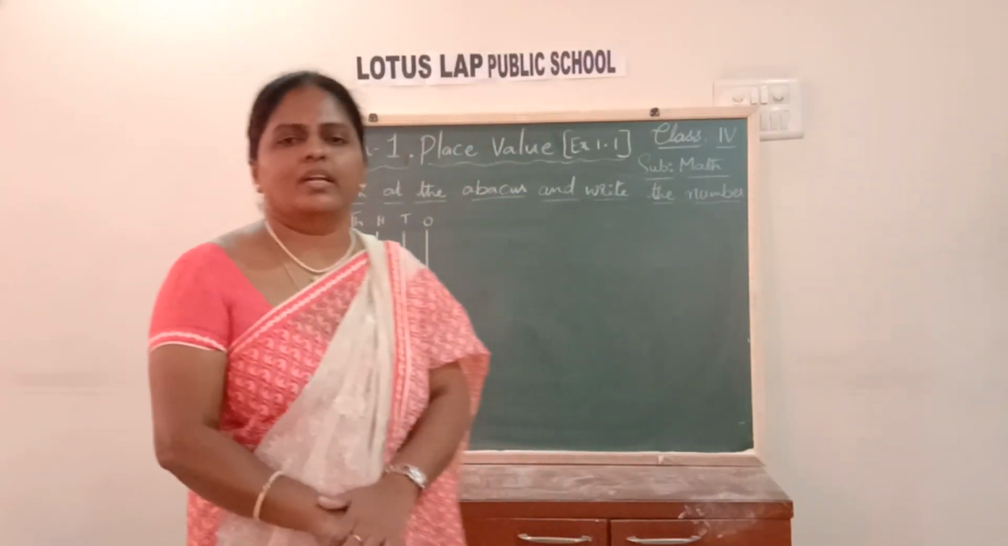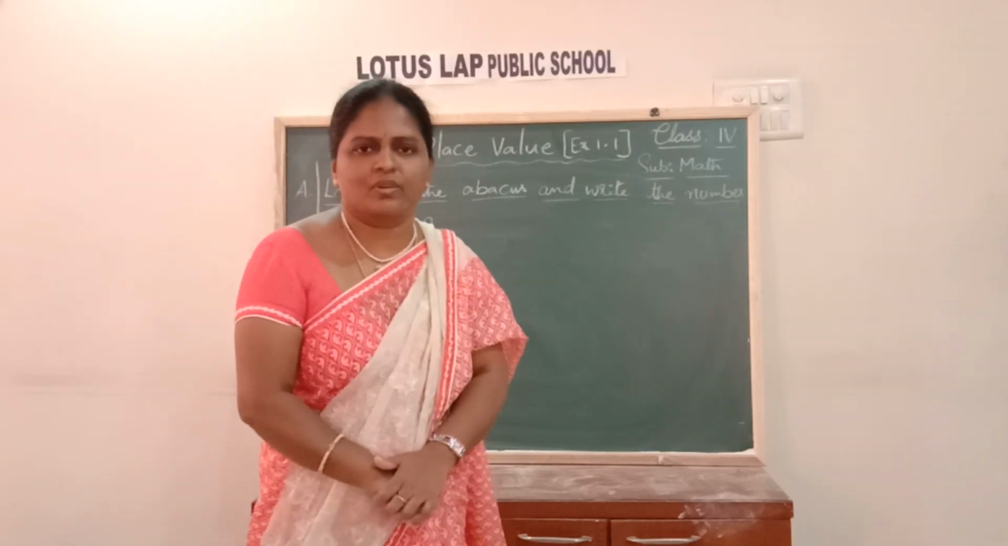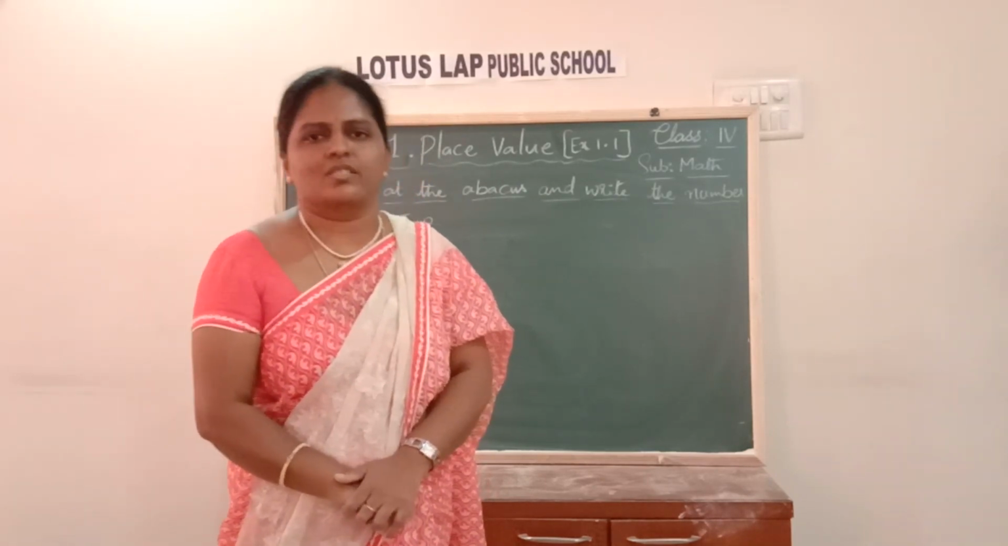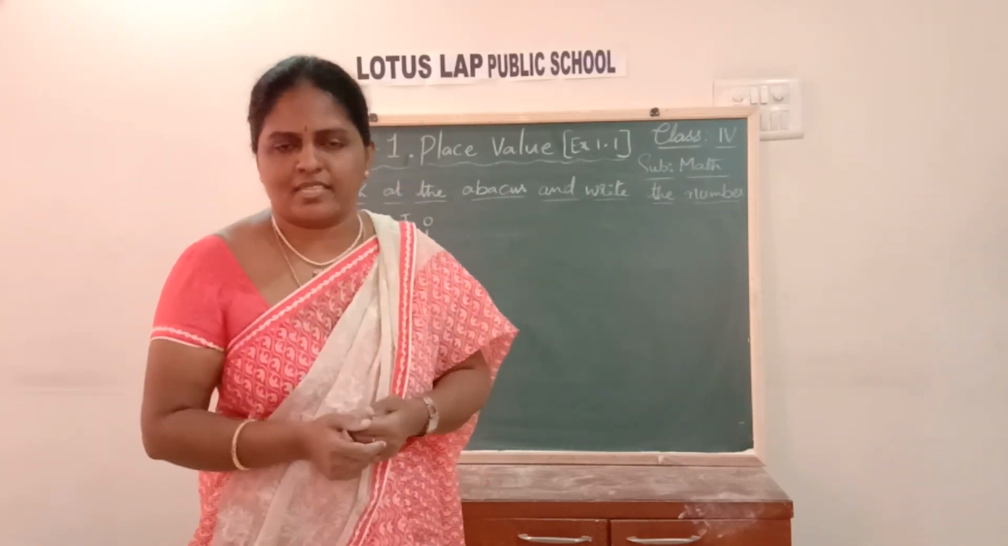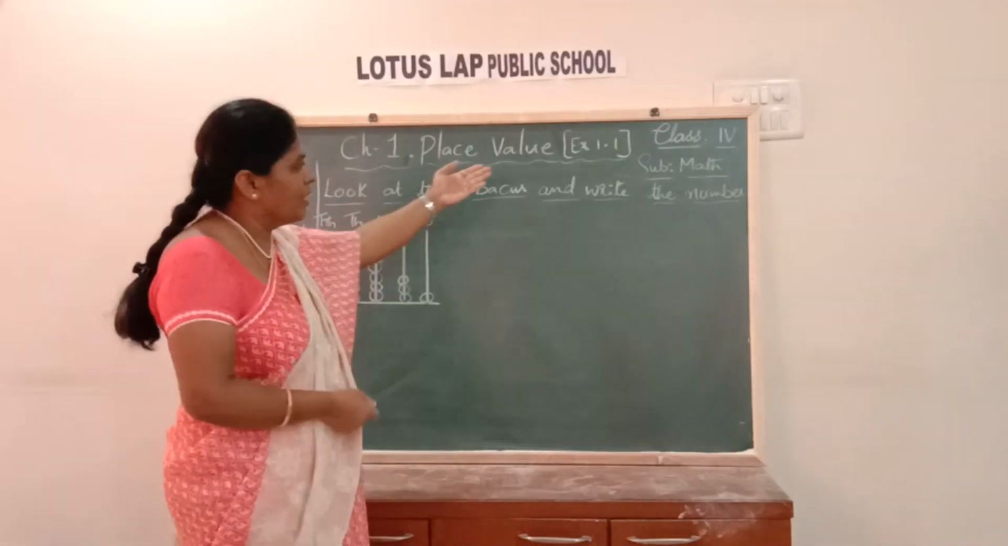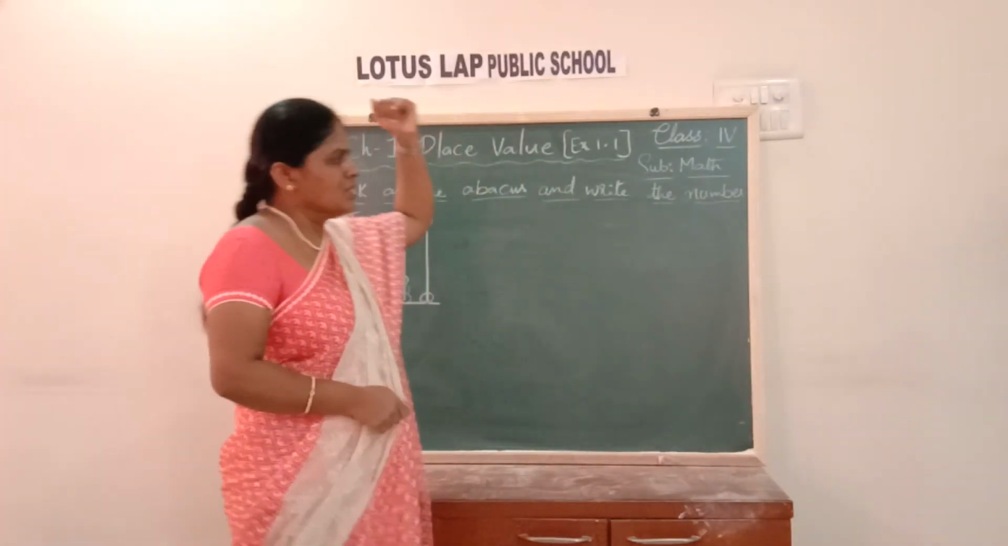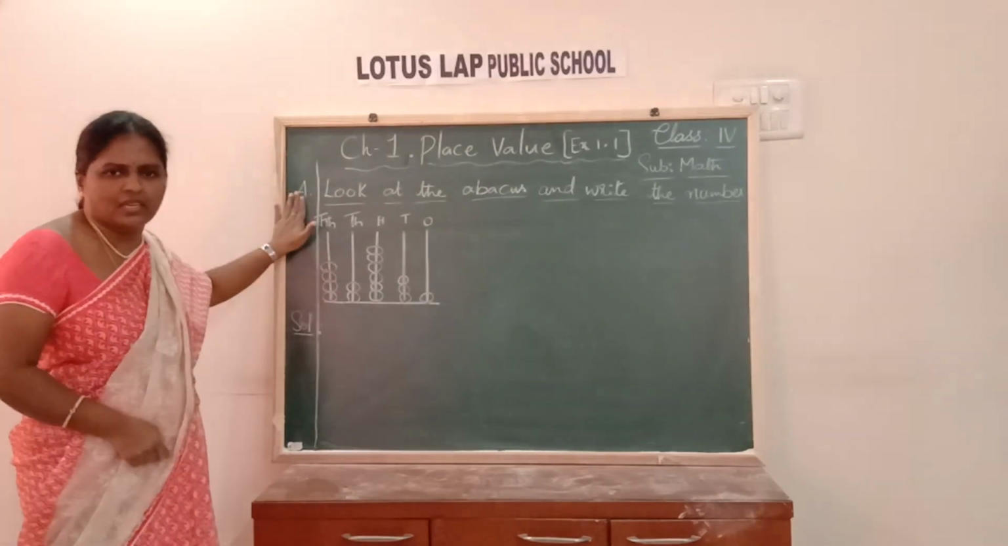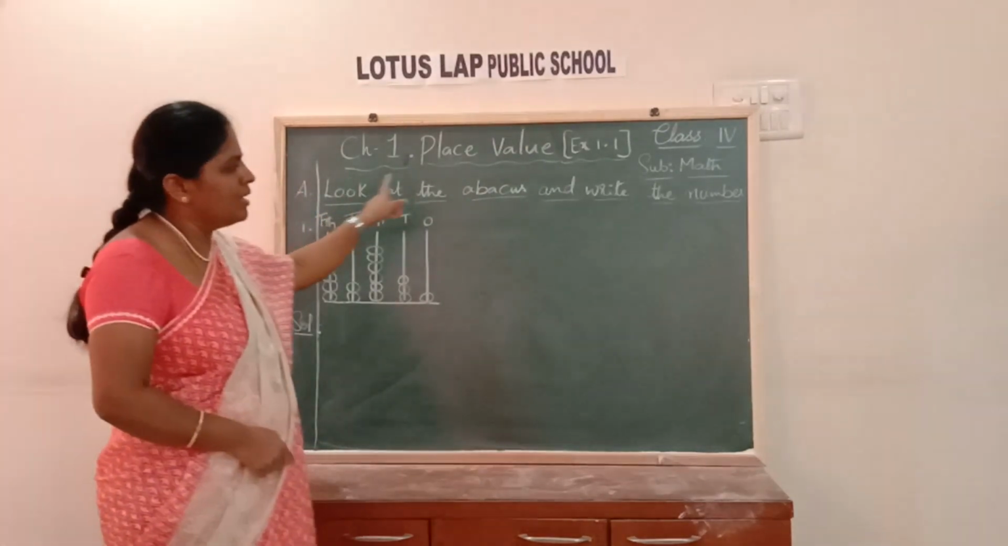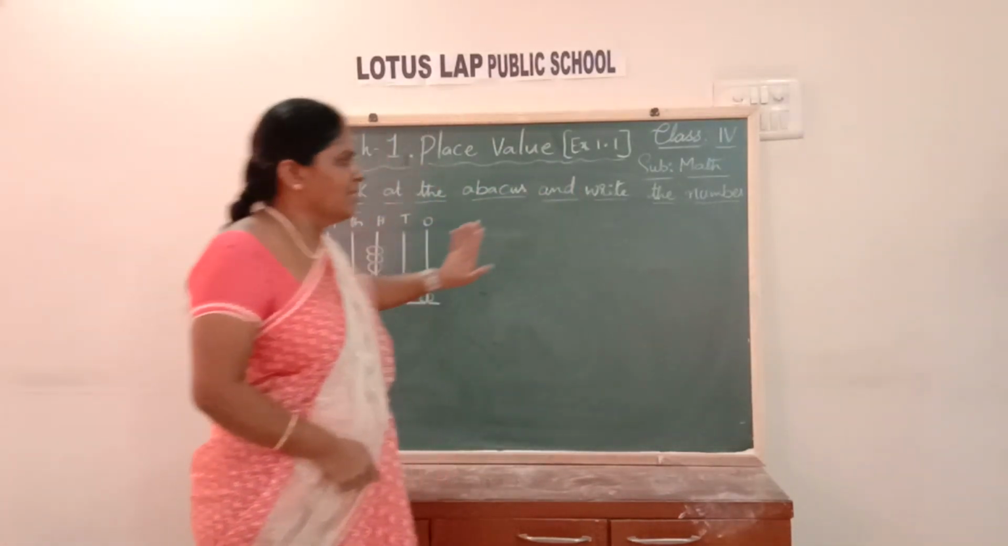So as you have already learned in our previous class about 5 and 6 digit numbers, let's start our exercise. First exercise, children, exercise 1.1. Okay, so let us start with the first bit, children. What is our first bit? Look at the abacus and write the number.